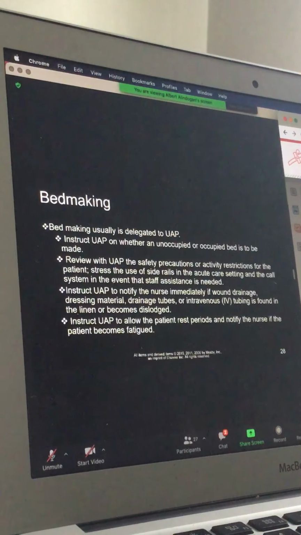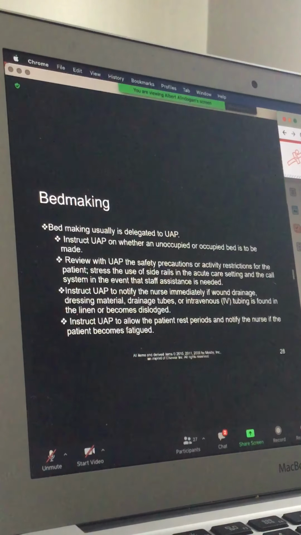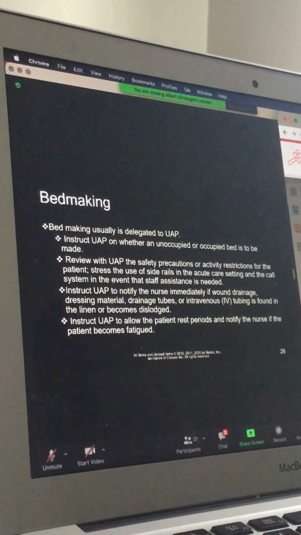Always review the safety precautions when performing the skill. And always instruct your UAP to maintain good communication with you for any changes. Instruct the CNA to allow the patient rest periods in between, and notify you if the patient becomes fatigued.